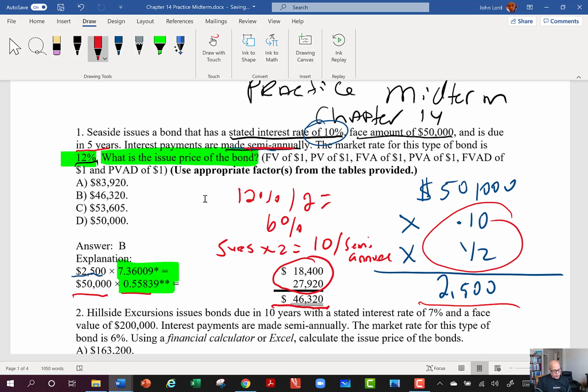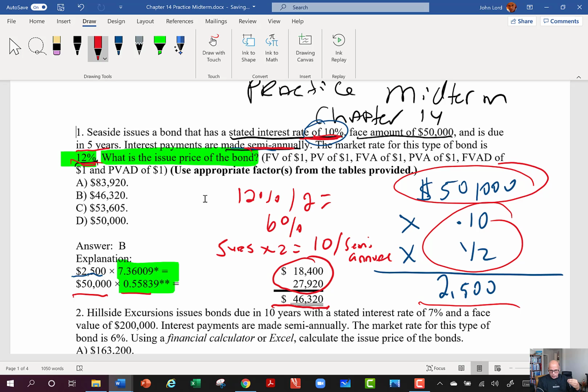The price of this bond is $46,320. This bond sold for less than its face amount, and it should, because the market rate was 12%. Well, stop, erase all that, because I think I mixed some terms there. Coupon and stated rate are the same.